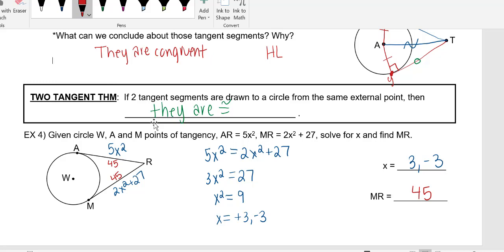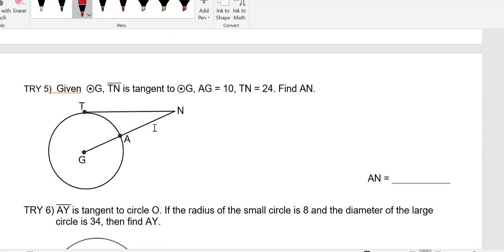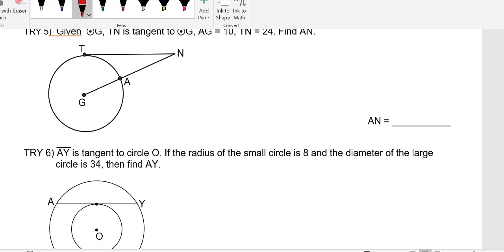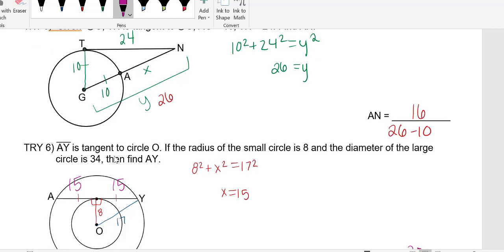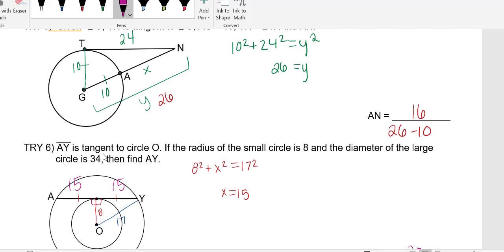All right, I'm going to have you guys try one. Go ahead and pause the video. I want you guys to try number 5 and try number 6. So here are our two solutions. For number 5, we'll get AN to be 16. For number 6, we'll get AY to be 30.